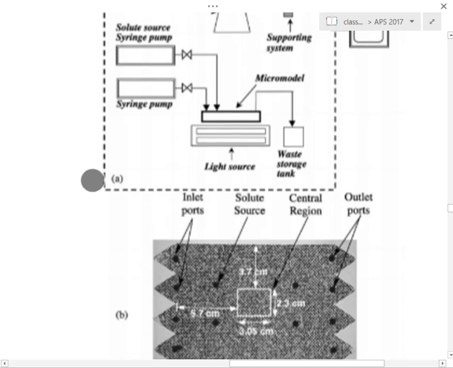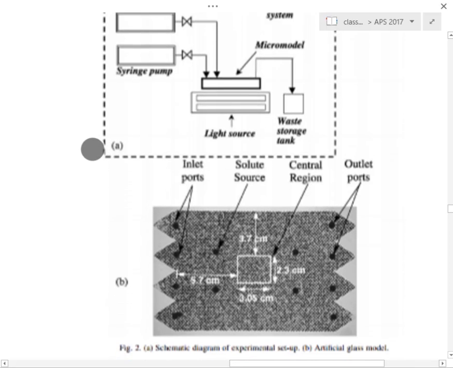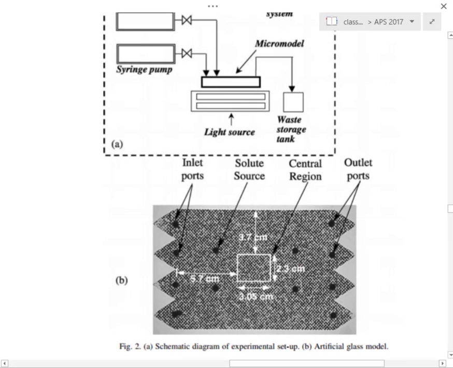Okay, so here's an experiment that was done to take a look at this. Here's the experimental setup. This is a little microfluidic cell, and so these are small little pores here, and here's the scale.